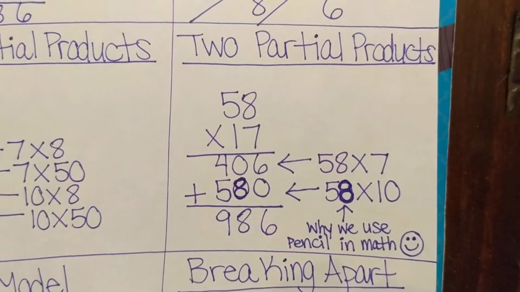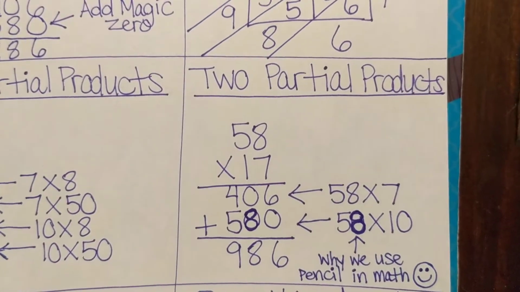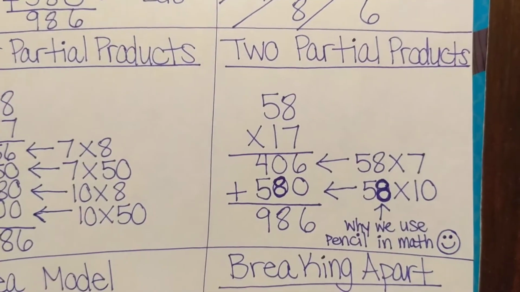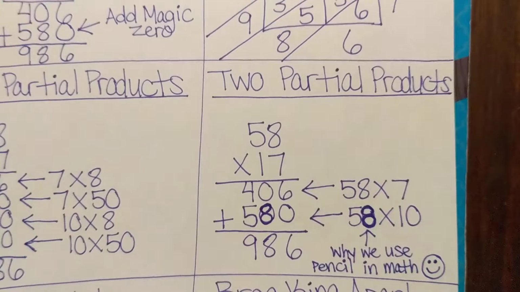I also put a little note in there. Here is why we use pencil in math, because, well, I accidentally wrote 50 times 10 instead of 58, and then that totally changed this answer and both of those answers. But overall, I realized my mistake and could go forward with it. There's two other ways I want to show you real quick.